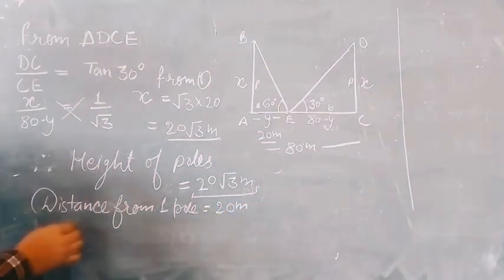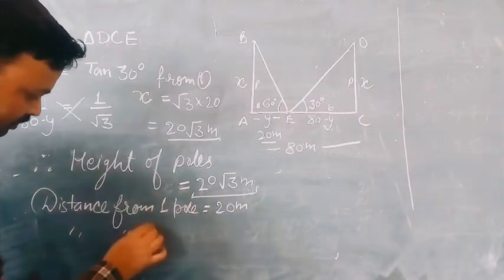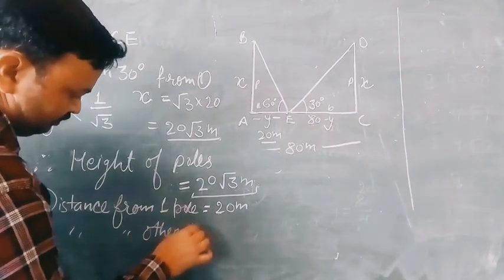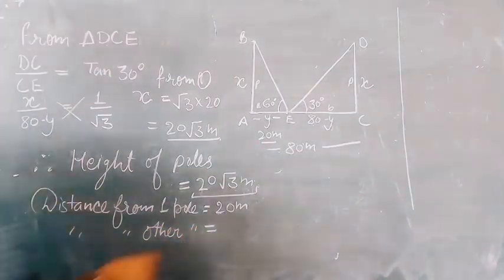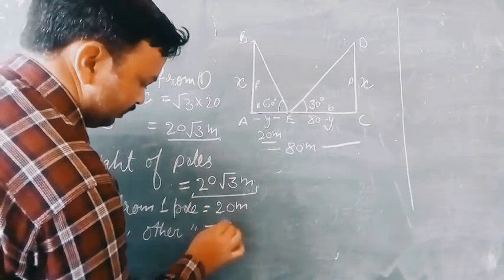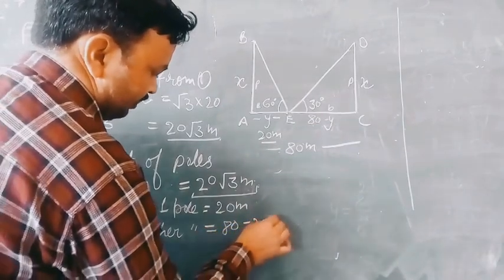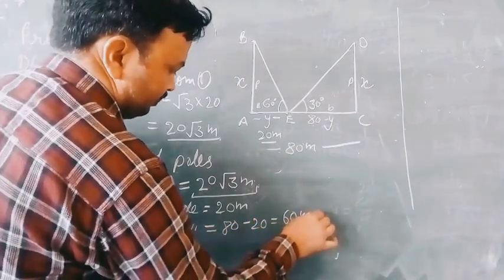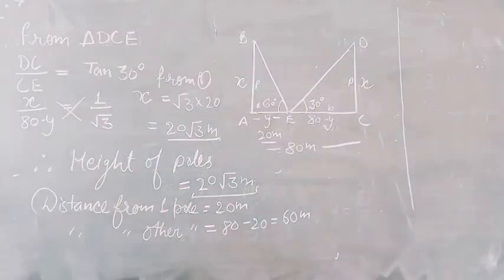And the distance of point E from the other pole will be 80 minus y, that is 80 minus 20, which is equal to 60 meters. This is your required answer. Let us see question number 11 also.